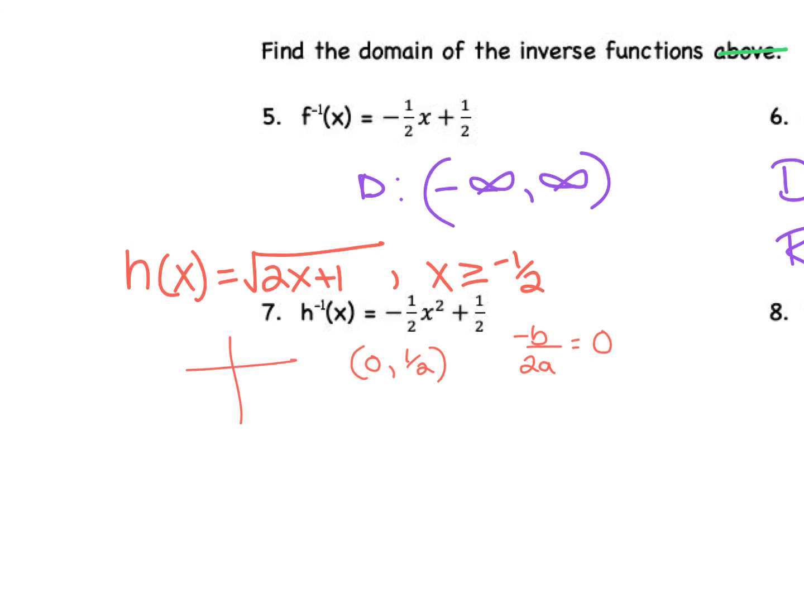So if you just think about what this means, it means that I would have a parabola with a vertex at 0, 1/2, and it's opening downward because my a value is negative. So it would be like this, but I am actually going to erase this side of the vertex because the original domain was x is greater than or equal to negative 1/2. So my domain on my new function would be 0 to infinity.